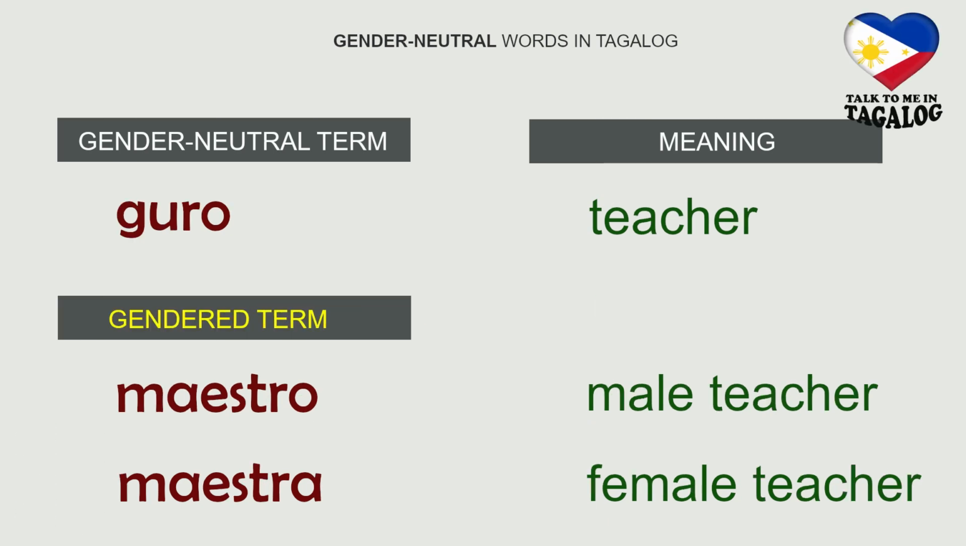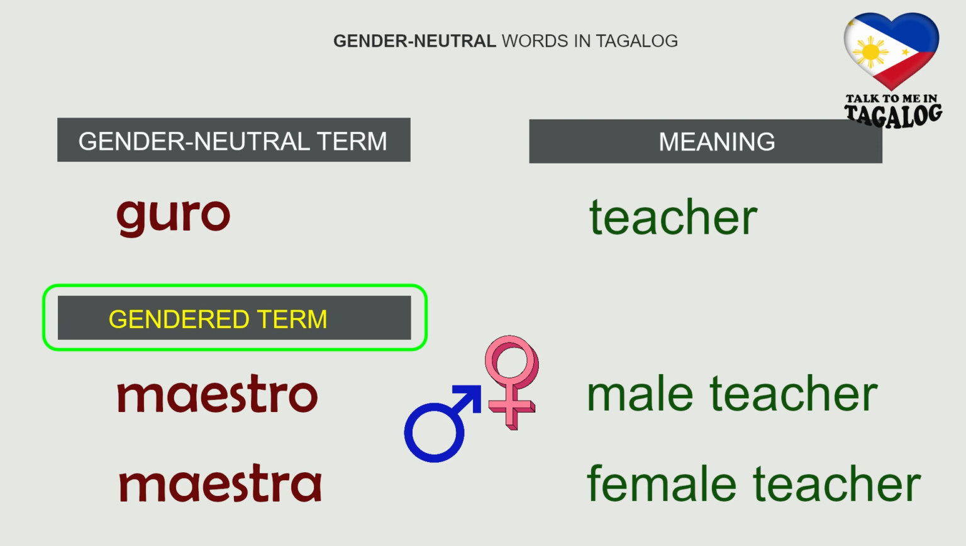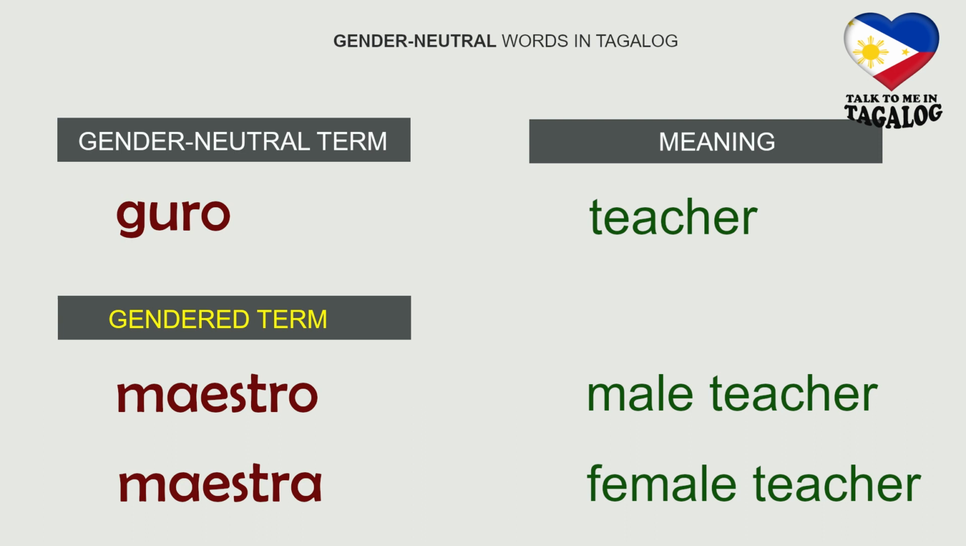There are gender-inclusive Filipino words with gender terms, or those words that are exclusively for men and women. For example, the gender-neutral term guro, which means teacher, can be used for both male and female teachers. But if you're just referring to a male teacher, the right Filipino word for it is maestro, and for female teacher, maestra. But please know that these words are uncommon in everyday speech. Actually, even guro is seldom used in conversations because we prefer teacher.